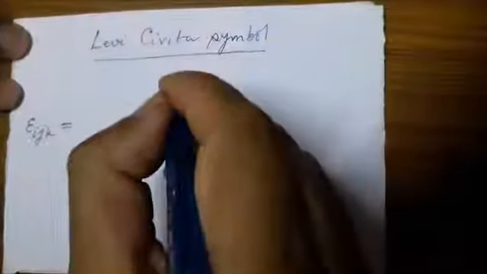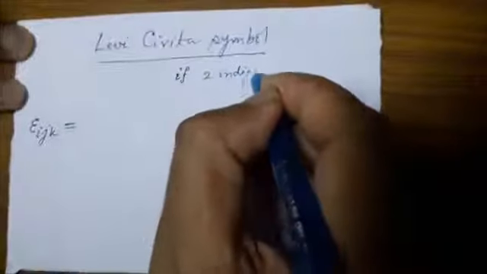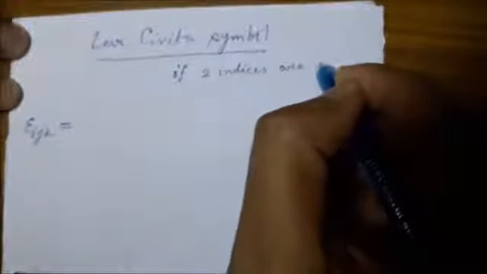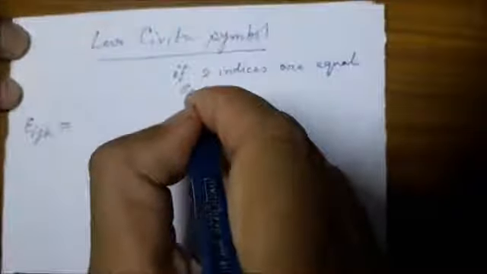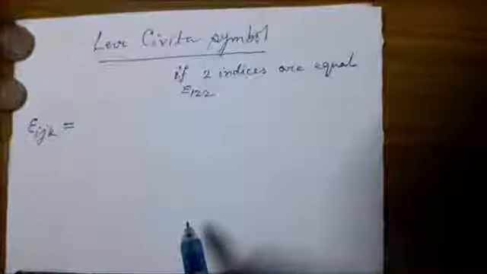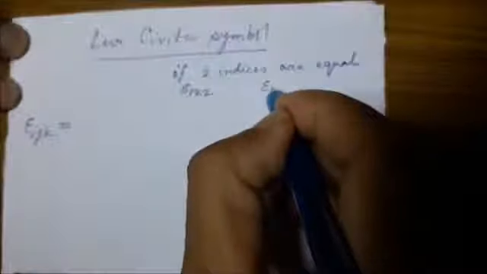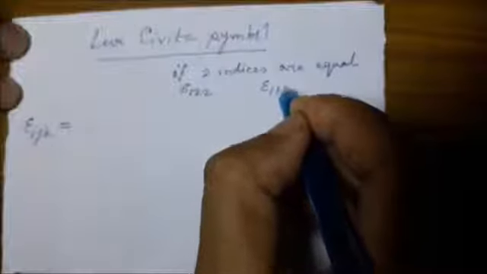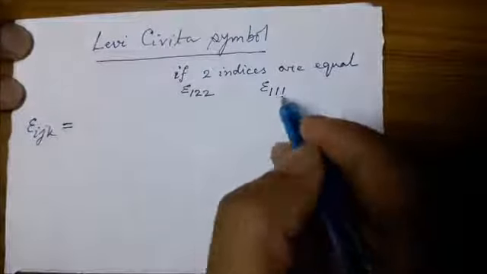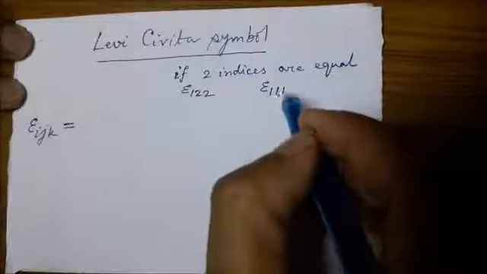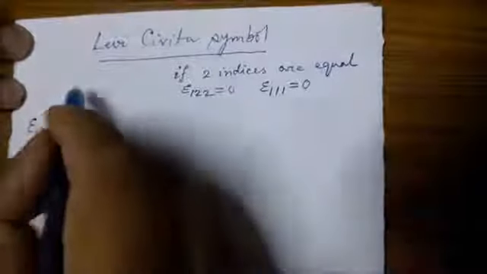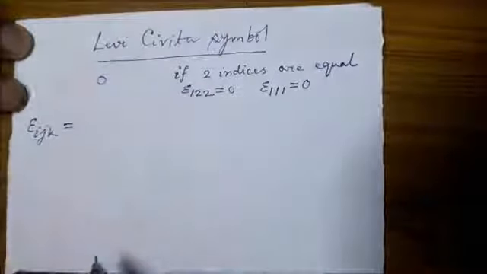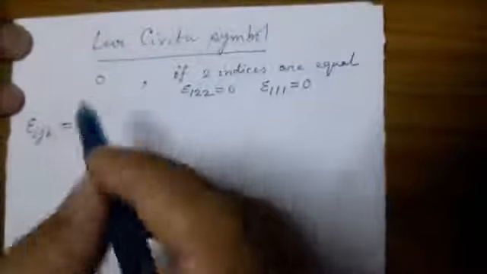Now, if two indices are equal, say epsilon 1 1 2, say here also two are equal, in fact all three are equal, then the value is 0. So this is one possibility.